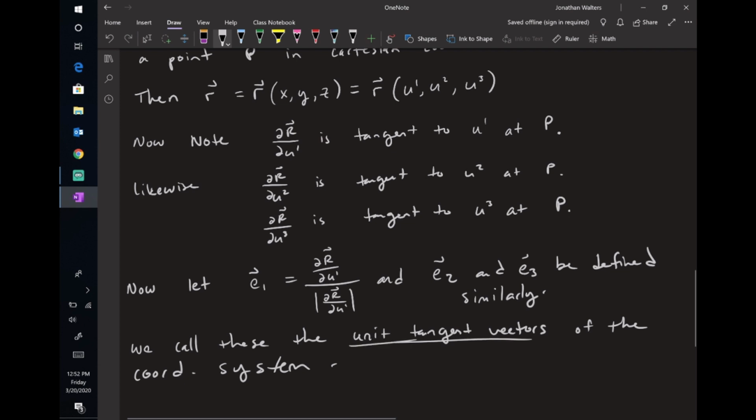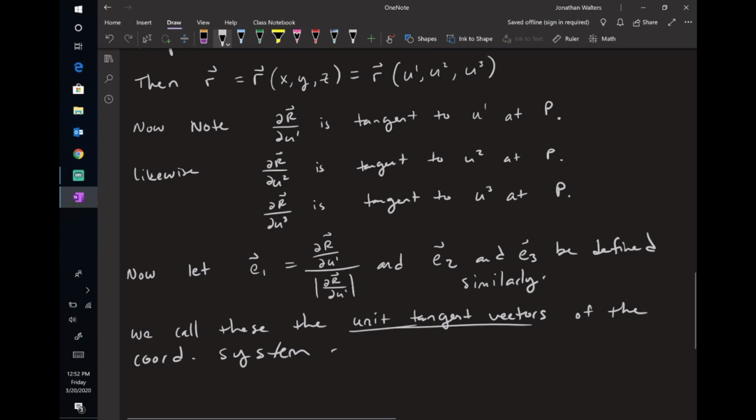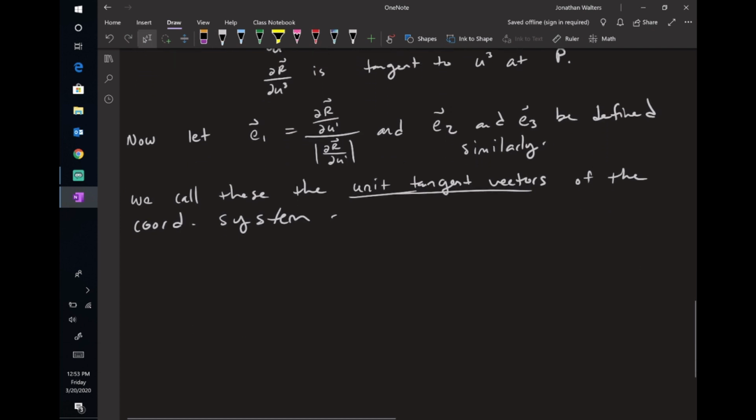So these vectors are tangent to the directions or the coordinates u1, u2, u3. We'll go through an example to see what it looks like, maybe for polar coordinates, and calculate these vectors. But this is just a basic definition, defining these unit tangent vectors.